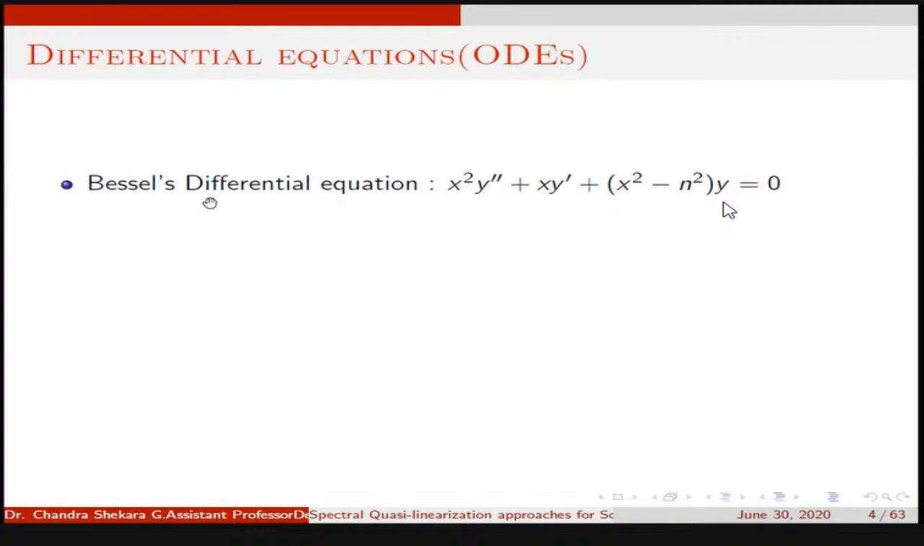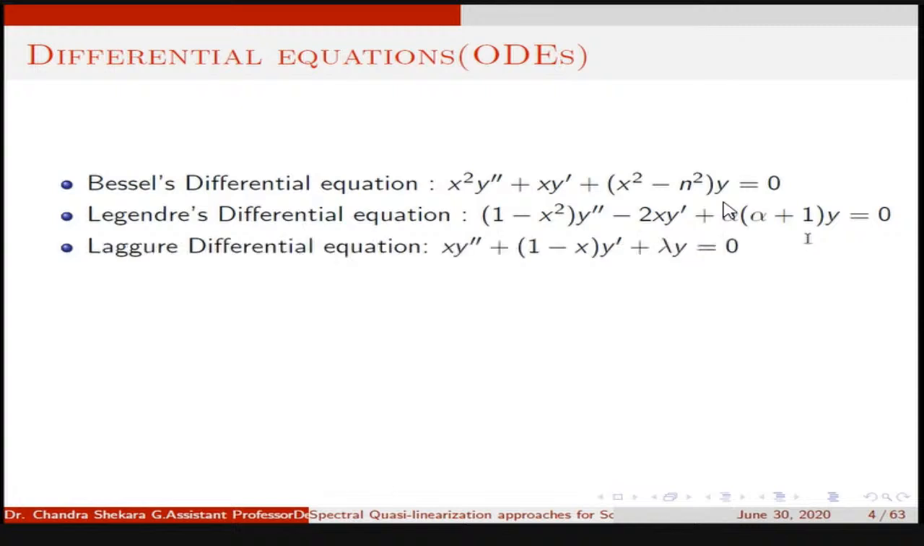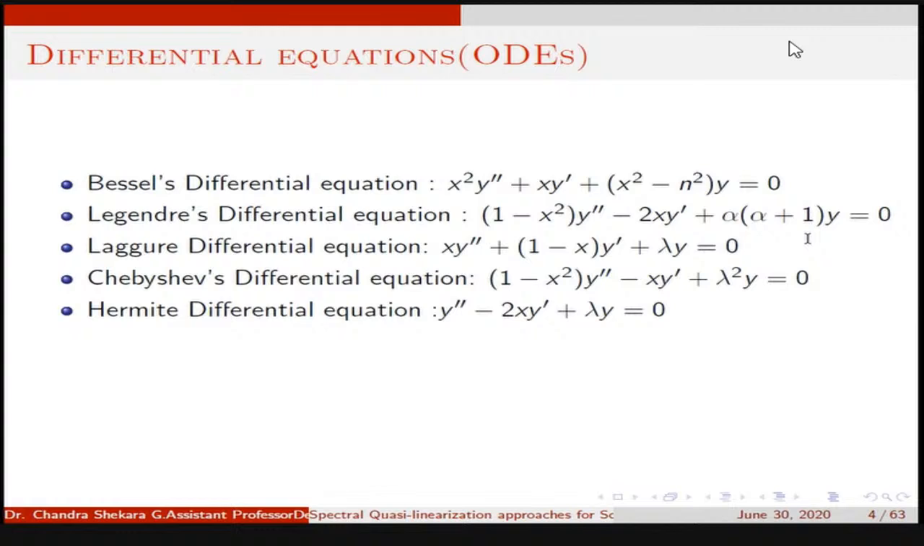Whatever series solution we get out of this Bessel differential equation are called Bessel's polynomials or Bessel functions. They play a very important role in the spectral collocation method. Similarly, if we solve the steady state distribution or Laplace equation in spherical or cylindrical coordinates, we will get another variable coefficient differential equation called Legendre's differential equation. It is of this form. Similarly, we get a few more differential equations like the Legendre differential equation, Chebyshev differential equation, and the Hermite differential equation. The solutions or the polynomials or functions associated with these differential equations play a very important role in the spectral collocation method.